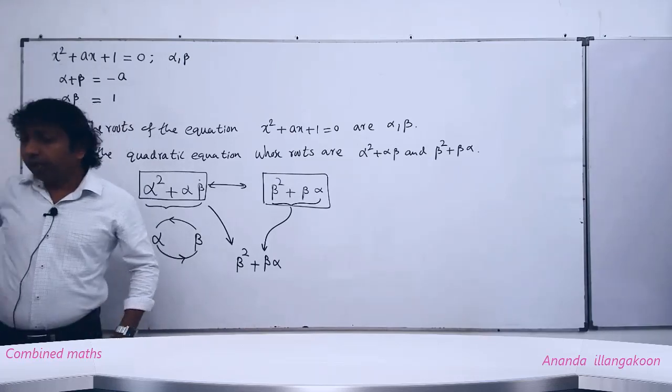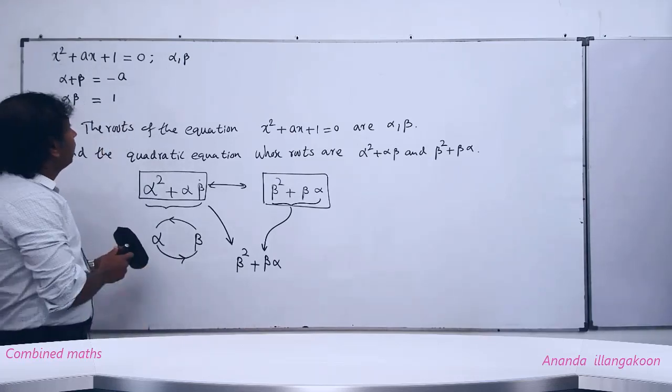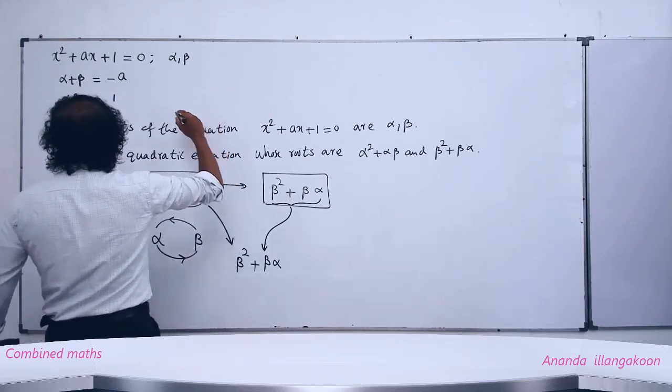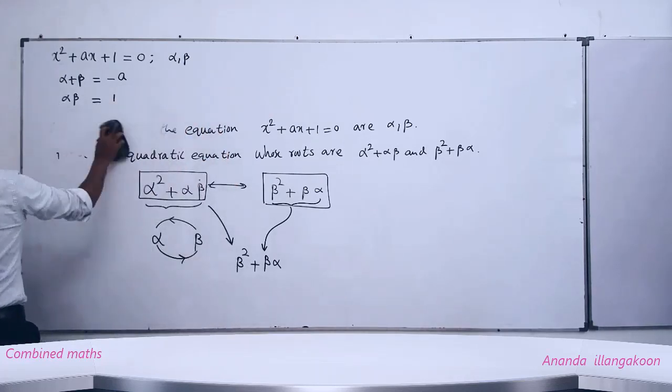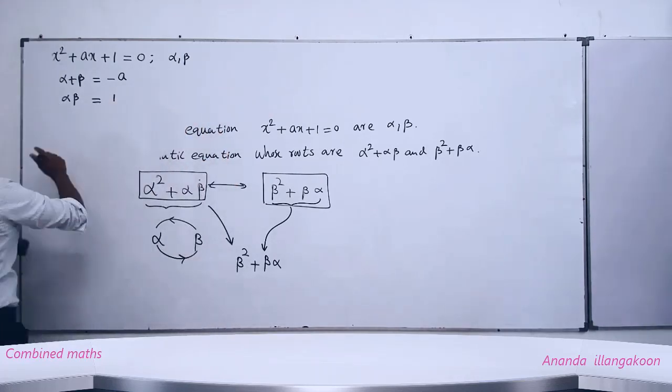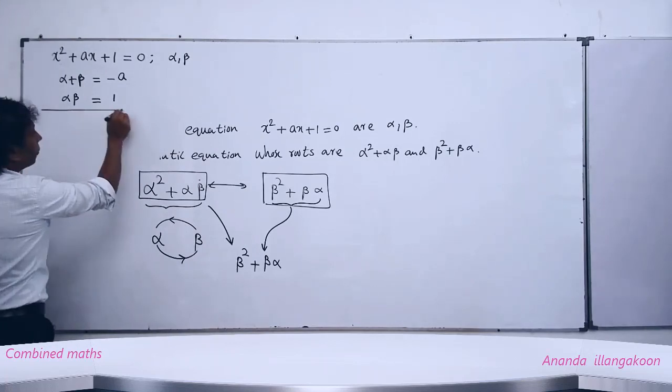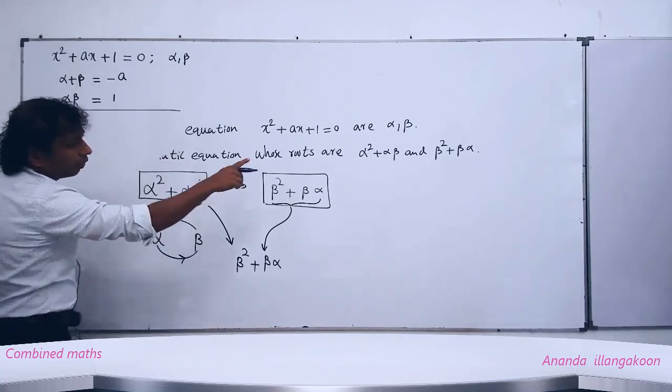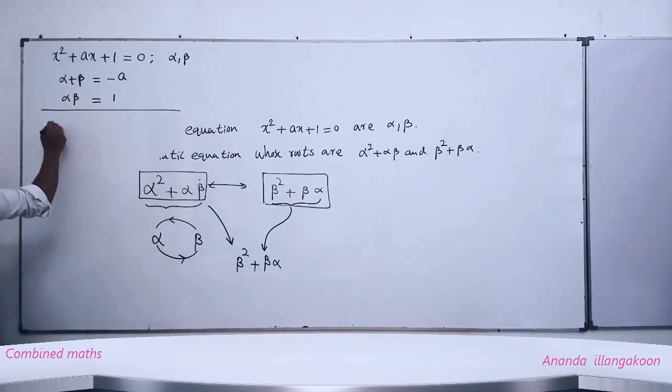Now we need the quadratic equation with the roots alpha squared plus alpha beta.